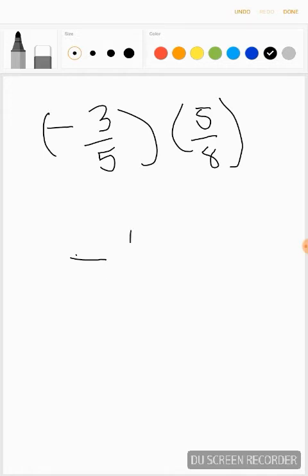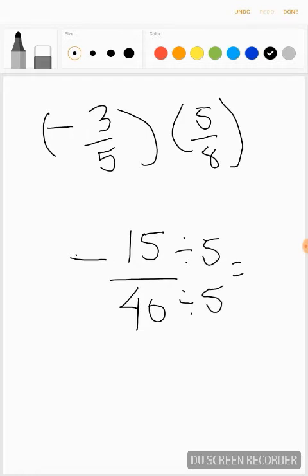So 3 times 5 is 15. 5 times 8 is 40. We can simplify that by dividing by 5. And you're going to get, don't forget to carry your negative sign, a negative 3/8. Another way you could have done this is cross cancel. So if there's a 5 down here and a 5 up here, they cancel each other out. So you just have a negative 3/8.